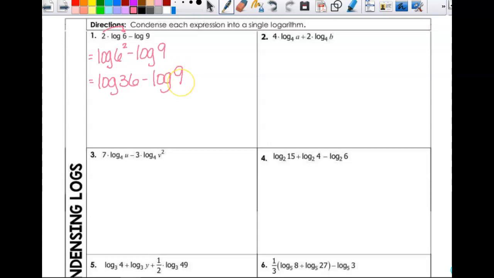So now that I have that, I just have a log minus a log. It condenses into 1 log, and I divide the 2 arguments here, 36 and 9, which gives me the log of 4. What's the base of this log? 10, exactly.